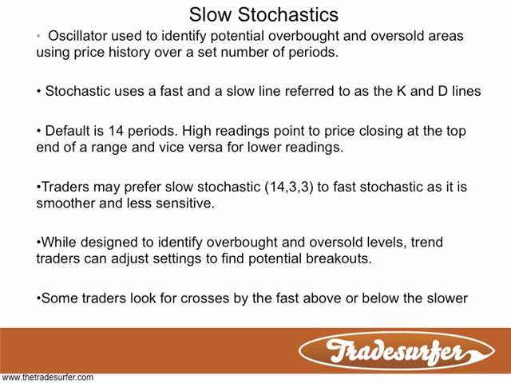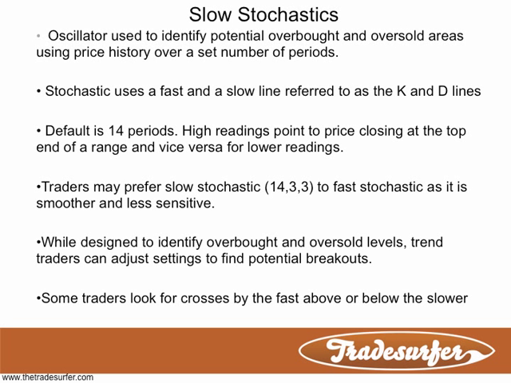Now I've mentioned here slow stochastics. Slow stochastics is just a slowed down version versus fast stochastics, and I think a lot of traders like to use this because it's smoother and less sensitive to near-term price changes. Now it's an oscillator and it's used to identify potential overbought and oversold areas using price history over a set number of periods. Generally the default is going to be 14 periods. But it uses a fast and a slow line referred to as the K and the D lines.